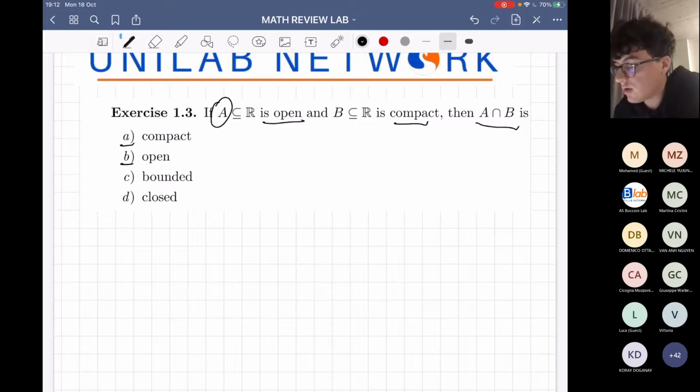And we also exclude, for the same reason, the D option, that is closed. Why? Because B is compact, so it's closed, but A is open, and so the intersection cannot be closed. So the only option that we are left with is C. So the A intersection B.